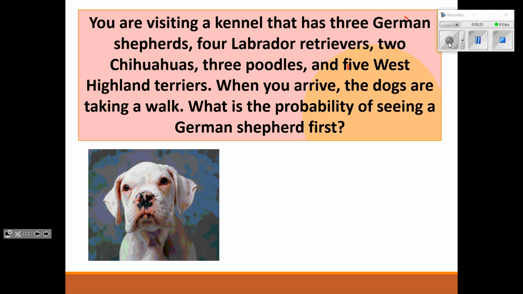You're visiting a kennel that has 3 German Shepherds, 3 Labs, 4 Labs, 2 Chihuahuas, 3 Poodles, and 5 West Highland Terriers. When you arrive, the dogs are taking a walk. What is the probability of seeing a German Shepherd first? We need to know the total number of dogs. There was 3, 4, 2, 3, and 5.